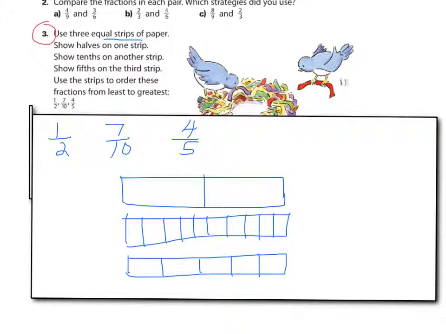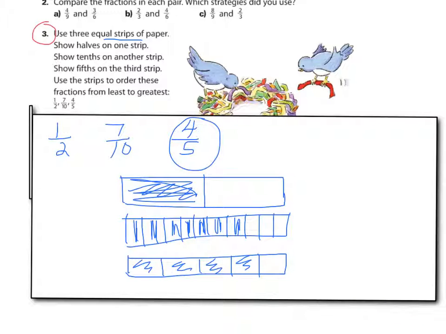All right, so I'm going to color in 1/2. Here I'm going to color in 7/10, and I'm just going to color in the middle bit here so that you know which part's colored, but I'm not going to worry about it too much. And then here I'm going to color in 4/5. In this case, 4/5 would be largest, 7/10 would be second, and 1/2 would be smallest.